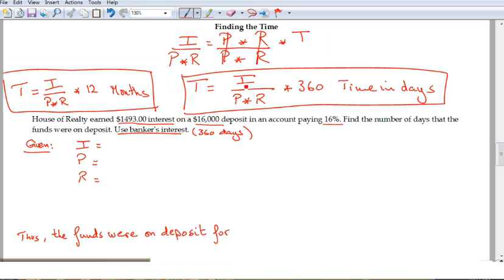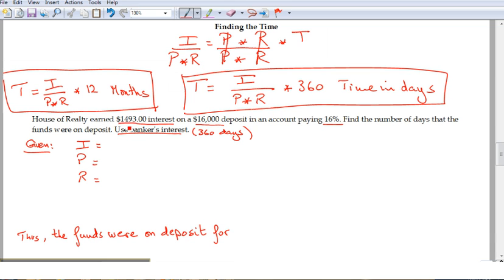And how do we get this formula, interest divided by principal times rate? From the previous formula, interest equals principal times rate times time, and dividing both sides by P times R, or principal times rate. So let's see this example.